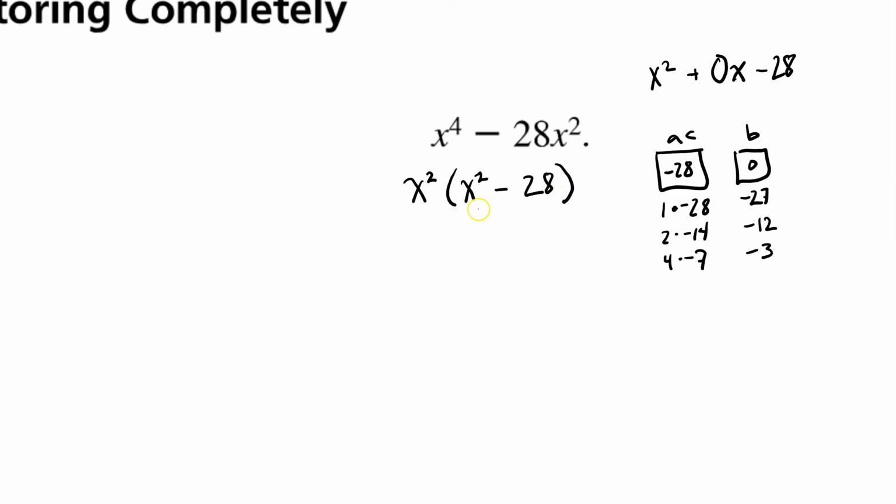If you looked at it as a difference of squares, 28 would need to be a perfect square, like, for example, 25, because 25 is 5 squared. But since 28 is not a perfect square, such as 5 squared or 6 squared, then we can conclude this is not a difference of squares. We can't factor it that way either. So that means this is factored completely.